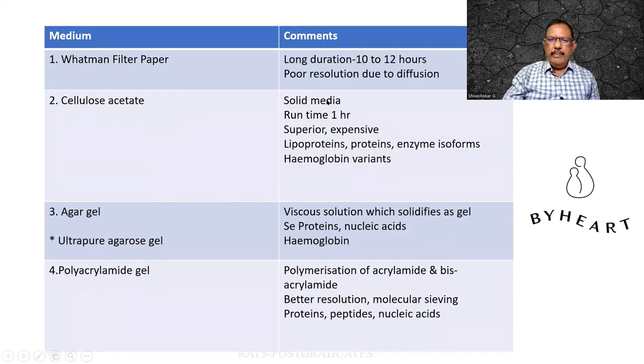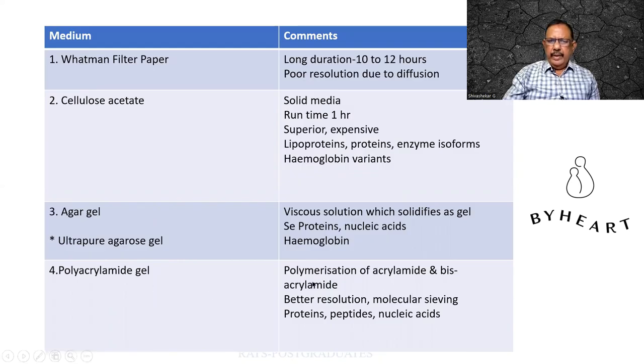Cellulose acetate is a solid medium. The running time is only 1 hour. It is superior, though expensive. It can be used for all these things, the lipoproteins, hemoglobins, etc. Agar gel, as I told you earlier, I mainly see it for the use of hemoglobin. There are different types of it. Cellulose acetate, agar gel. And it is a solidified gel for serum proteins, nucleic acids, etc. And for a better performance, you have something called an ultra pure agar gel.